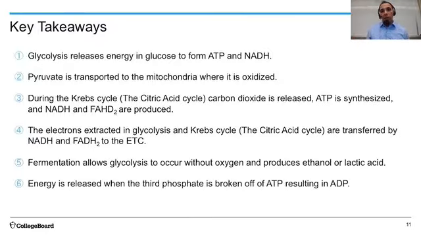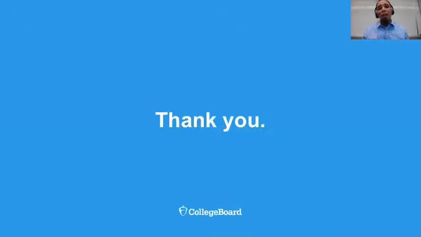And again, if you're kind of curious about what ethanol or lactic acid are, again, pause the video, maybe put a question in the Zoom chat, or maybe just Google them. And then finally, energy is released when that third phosphate is broken off, resulting in ADP, and you release some energy.